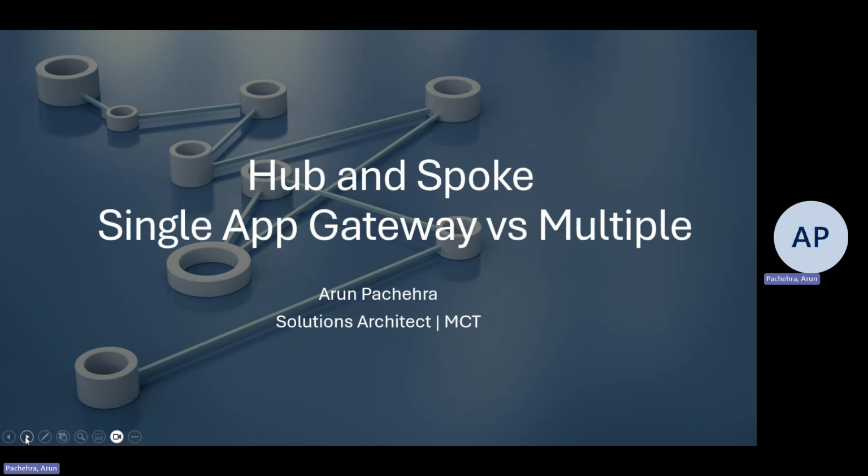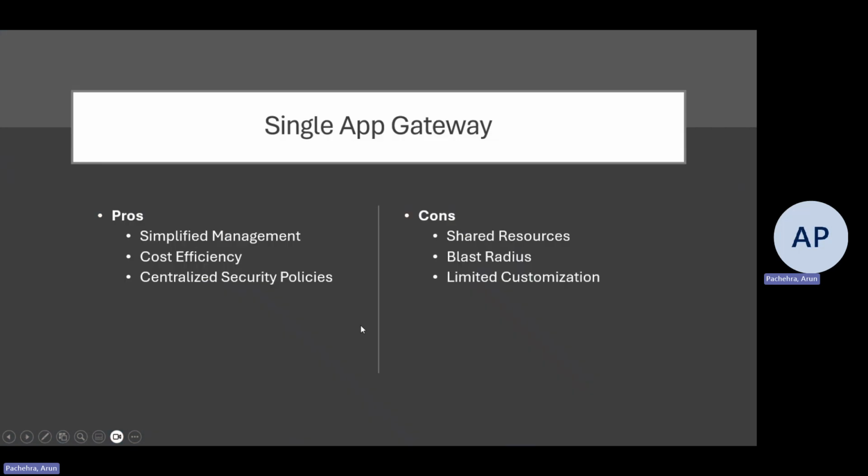Well, we have a single gateway, let's suppose, in our hub network or shared services, or we can have multiple app gateways as per the requirement. But what and who decides single versus multiple app gateway under the shared services or hub network? That's what we are going to learn today. So first of all, we'll see the pros and cons of single application gateway and then the multiple application gateway, and then we'll see the decision factors.